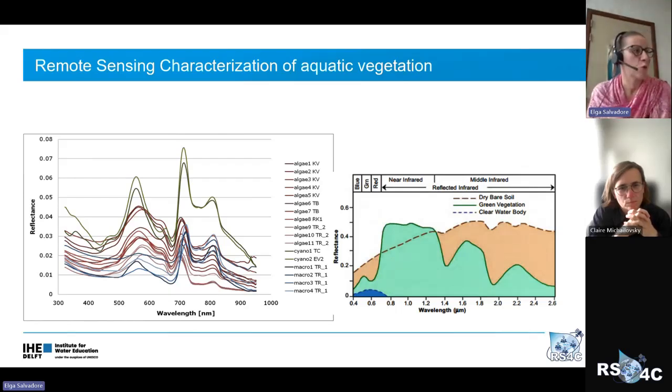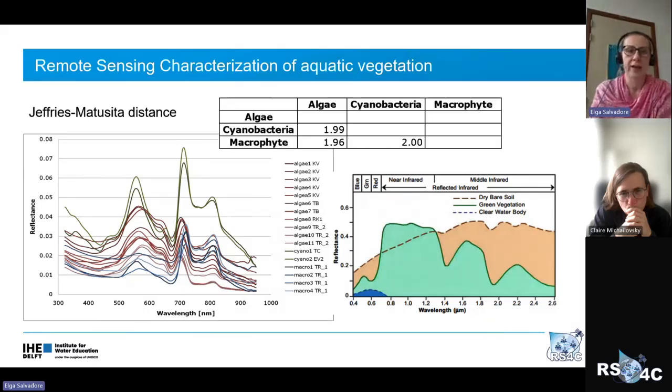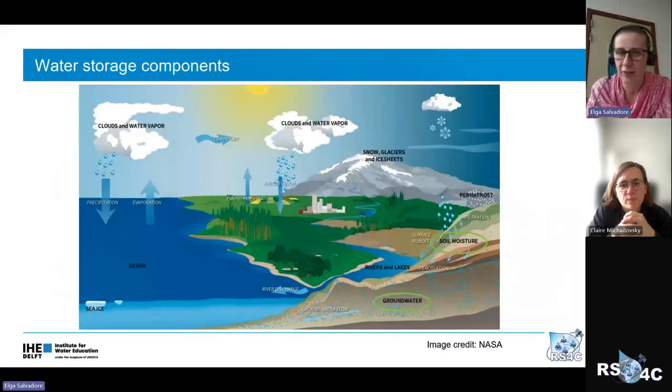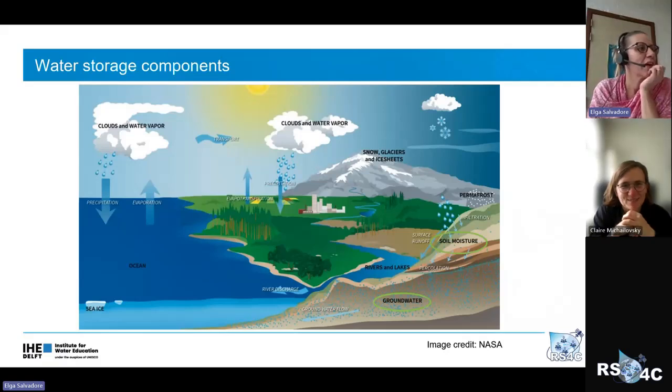So by making many different measurements at different locations and knowing if algae were present or cyanobacteria were present, we tried to group them and then use this information to classify our image. Our conclusion was that it would be possible to differentiate and then create maps for that purpose. Now I think we are running a bit out of time.